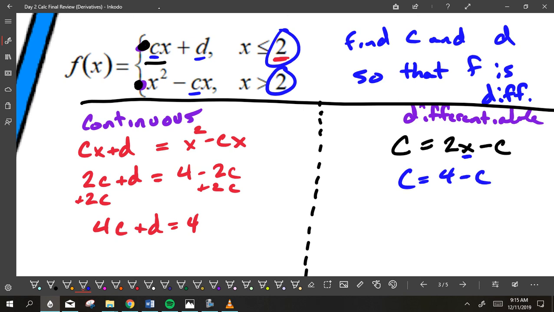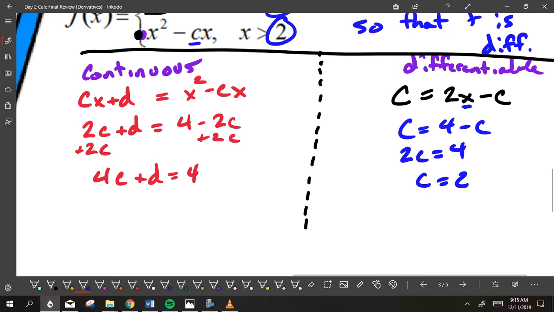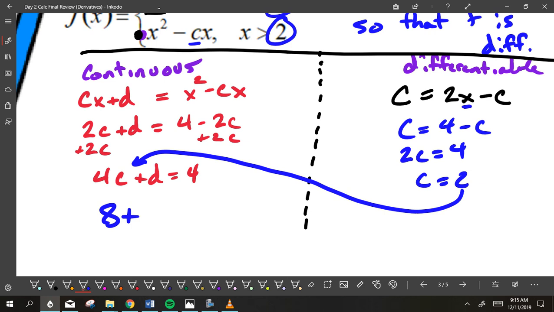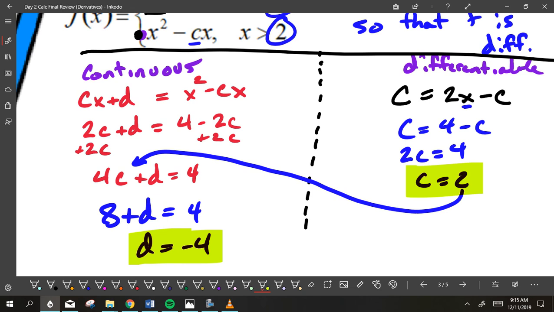I'm going to add c over. So my c is 2. That is what my c value needs to be. If I know what my c is, what else do I need to do? Substitute. 8 plus d equals 4. d equals negative 4. Those are the two things that you need here in order for that to be differentiable.